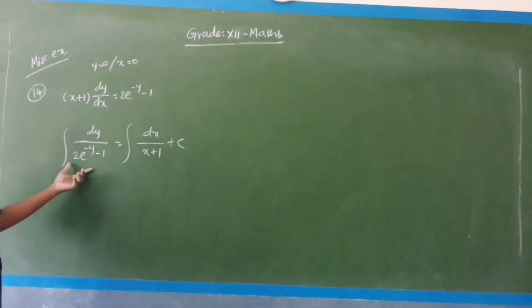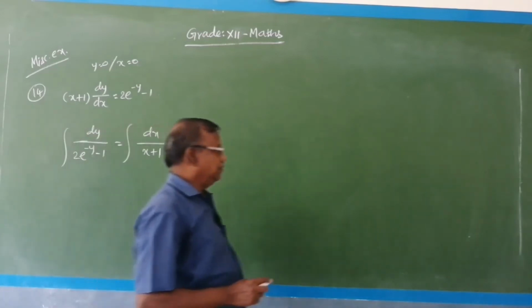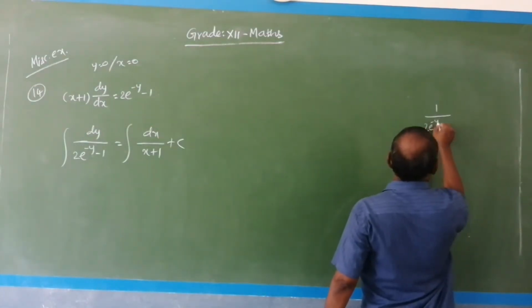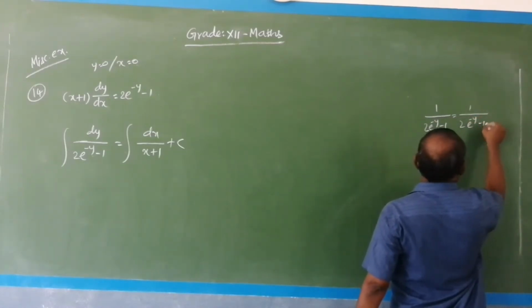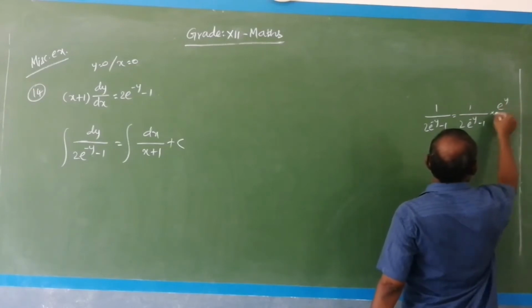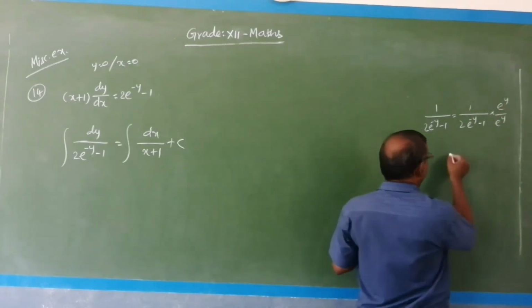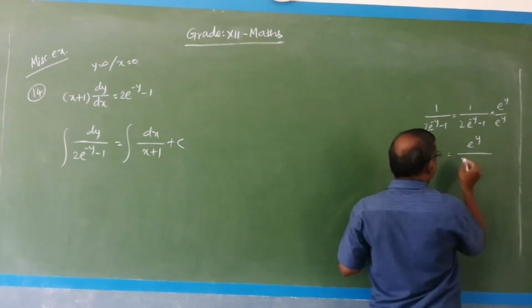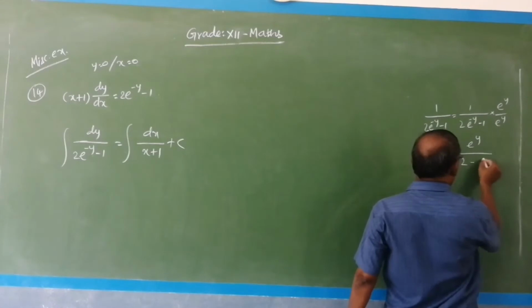The LHS we cannot integrate directly, so let us simplify it. 1 by 2 e power minus y minus 1: multiply and divide by e power y, so that we can have a substitution for e power y. That is equal to e power y divided by 2 into e power minus y into e power y, minus e power y. E power 0 equal to 1. So it is e power y divided by 2 minus 1 into e power y only.